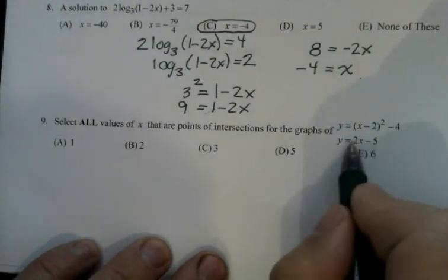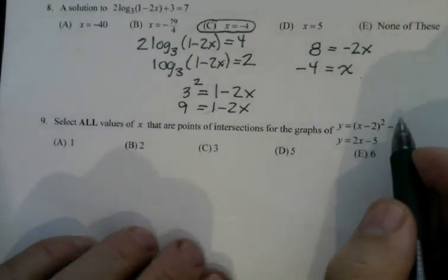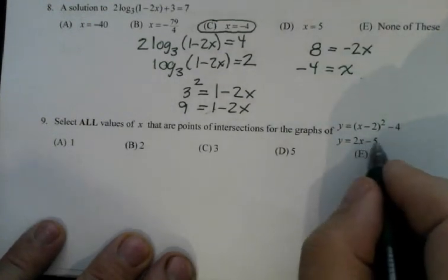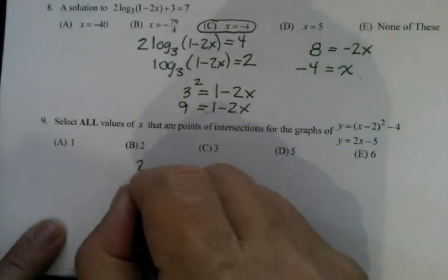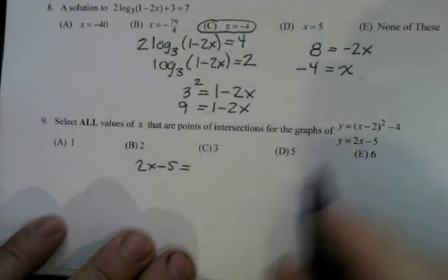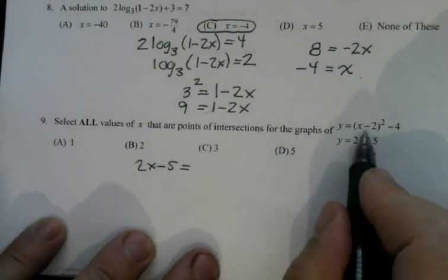Okay, so I'm going to solve where these two intersect. I'm trying to find the values of x where this is going to occur. Well, they're both y equal, so I'm going to set them equal to each other. So I've got 2x minus 5. And then I'm going to square this right here. So I'm going to use that shortcut again.